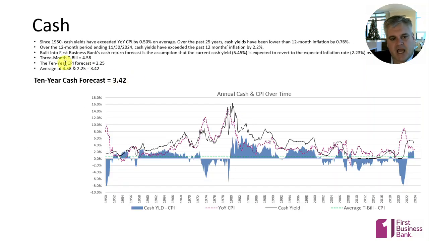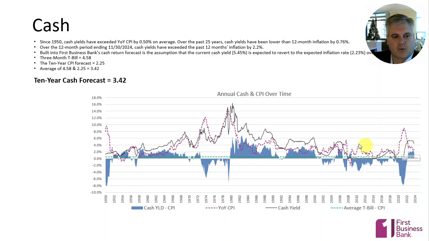As we work our way here to cash, cash is currently yielding about 4.58%. We expect over time that yield to work its way down towards the inflation rate, and that cash, like it's done throughout history, will give us pretty close to a 0% rate of return net of inflation.